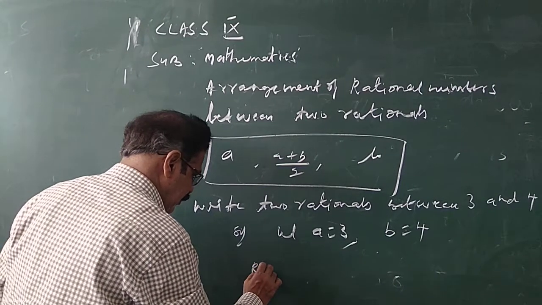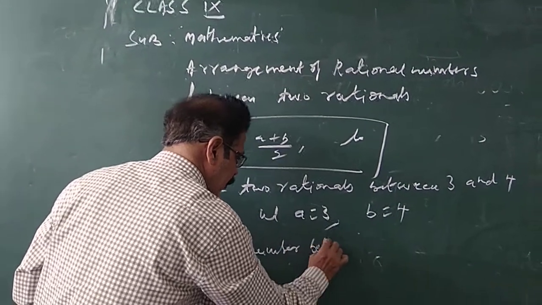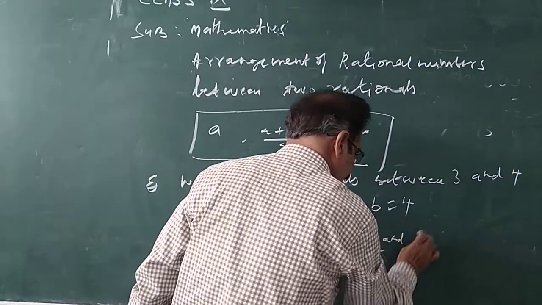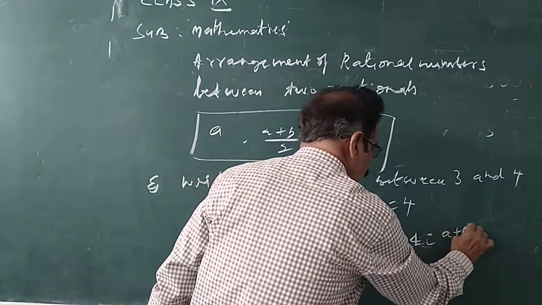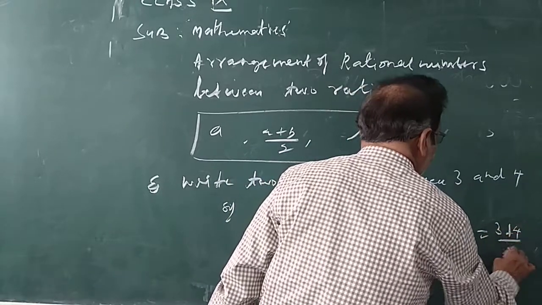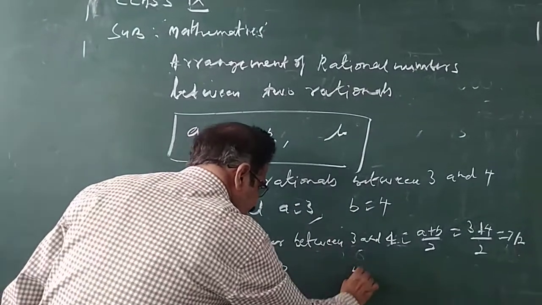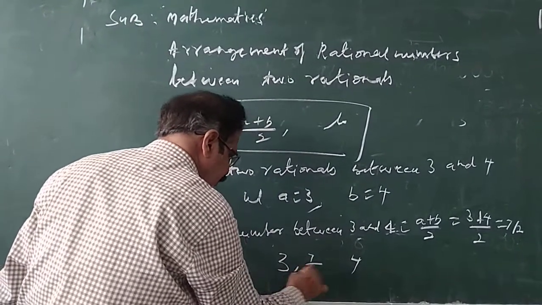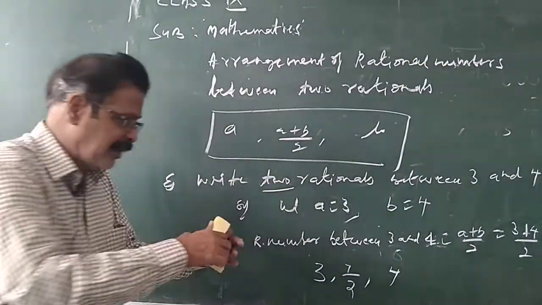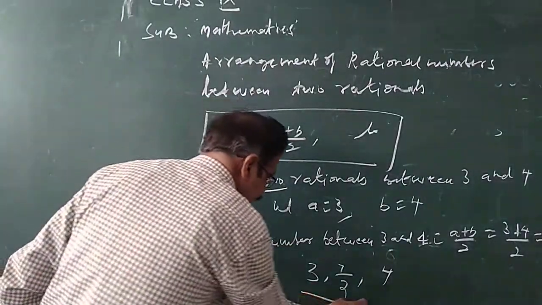So the rational number between 3 and 4 is, you know the formula, a plus b by 2. 3 plus 4 by 2 equals 7 by 2. So the rational number between 3 and 4 is 7 by 2. How many rational numbers do we have to arrange? Two rationals. Already we arranged one rational number between 3 and 4, that is 7 by 2. Let us arrange one more.